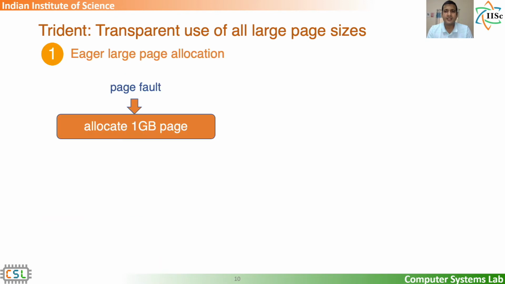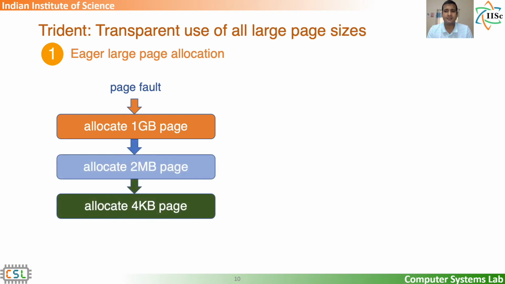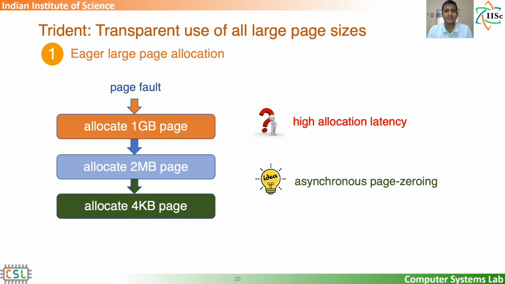The first one is eager large page allocation, where we try to achieve best possible TLB coverage by allocating 1 GB pages at the time of page fault, followed by 2 MB and 4 KB page allocation if required. While this is good for performance, one potential problem arises due to the fact that we need to zero fill a page before it can be allocated to a process. This is a security requirement because otherwise an application's data can leak to other entities. Zero filling a 1 GB page can take hundreds of milliseconds. That adds to the latency of page fault. We avoid this latency by asynchronously zero filling 1 GB pages in the background.